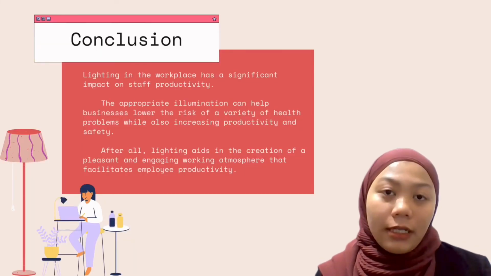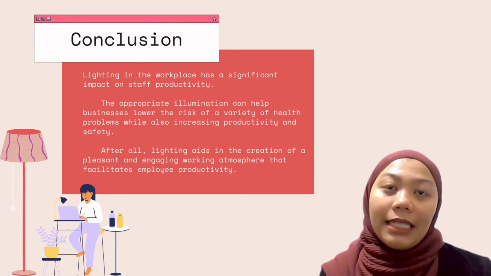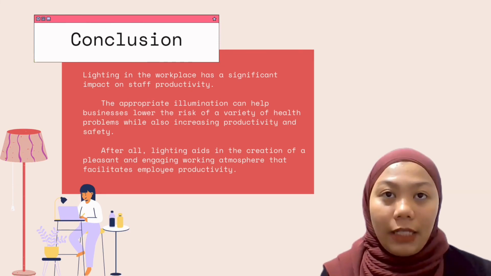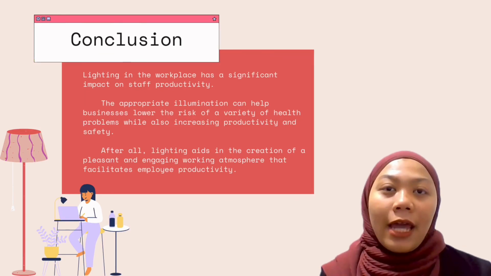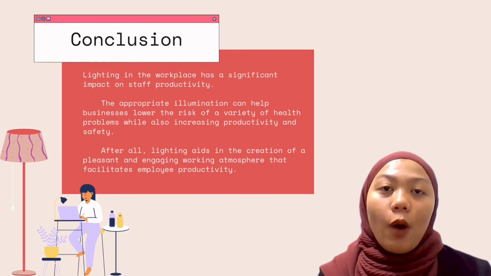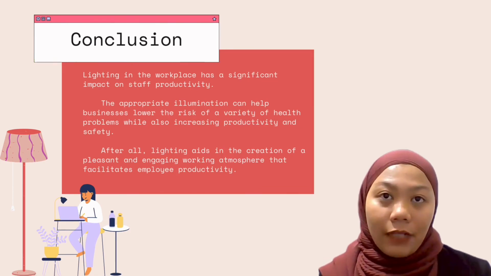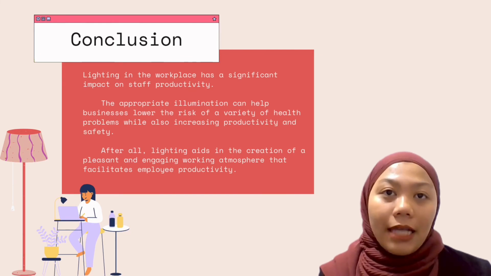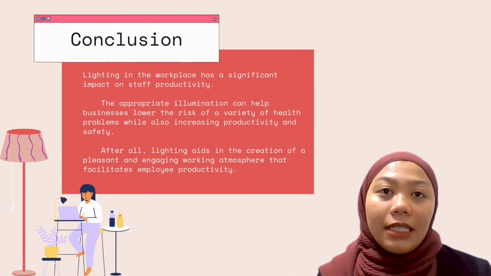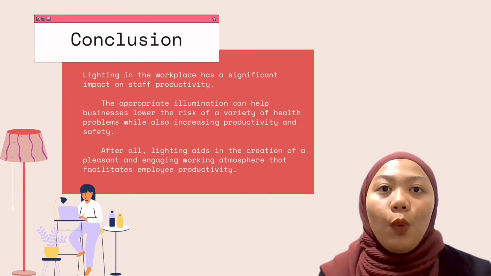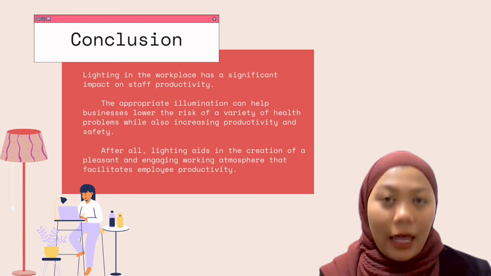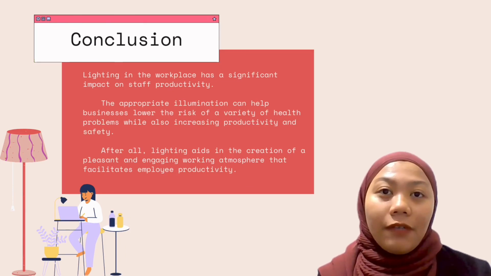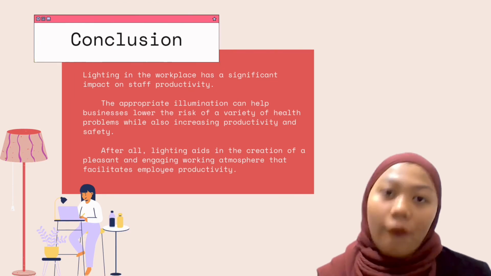So in conclusion, lighting in the workplace has a significant impact on staff productivity. Appropriate illumination can help businesses lower the risk of a variety of health problems while also increasing productivity and safety. After all, lighting aids in the creation of a pleasing and engaging working atmosphere that facilitates employee productivity. We may infer that effective office lighting is critical to a company's efficiency, and that the best way to achieve it is to strategically combine several types of light sources.